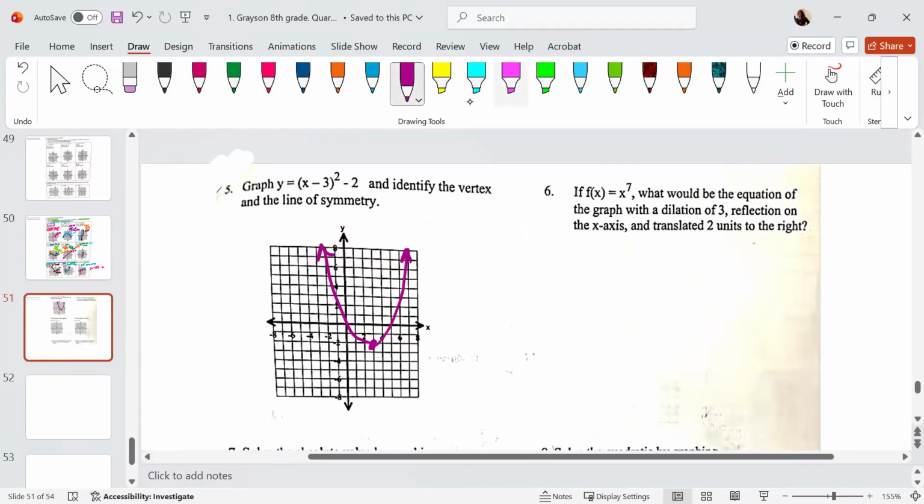Identify the vertex. I personally like to highlight everything they'll do. 1, graph. 2, vertex. 3, line of symmetry. Your vertex is right here. That's going to be 3 comma -2. That's your vertex, and you want to label it. Your line of symmetry is going to go straight down the vertex, and it's going to be dotted, right? And it's also going to be the same thing as x equals 3, which is your h right there. Do you see that? And you want to label axis of symmetry, AOS. Okay, read number 6.